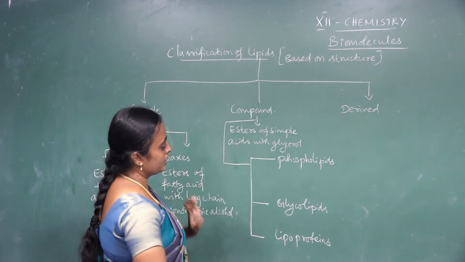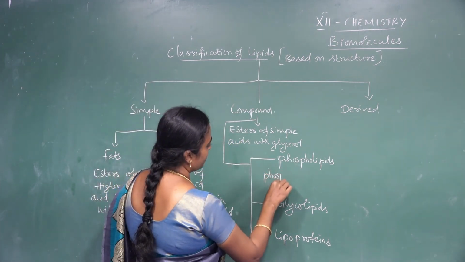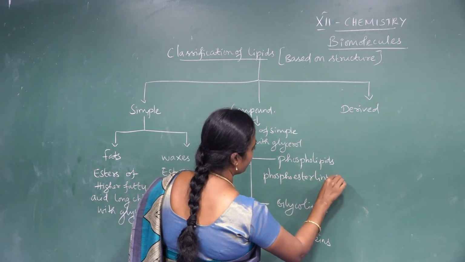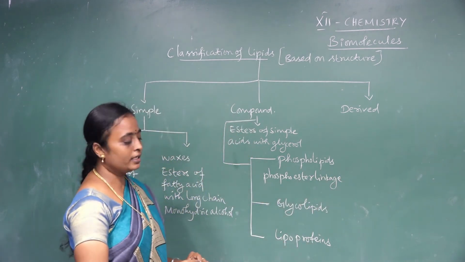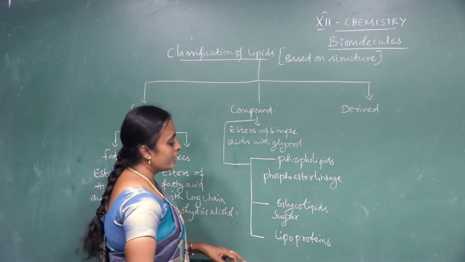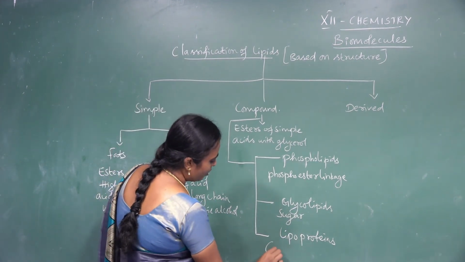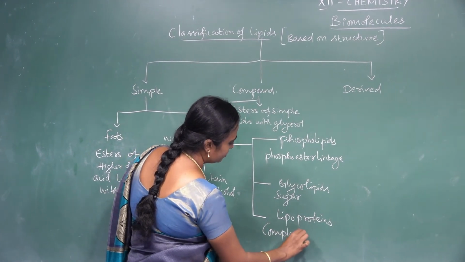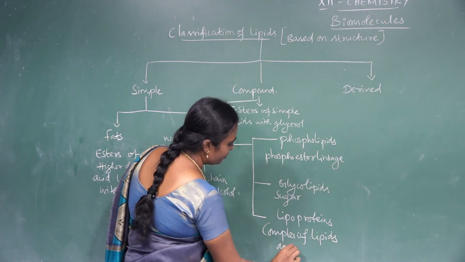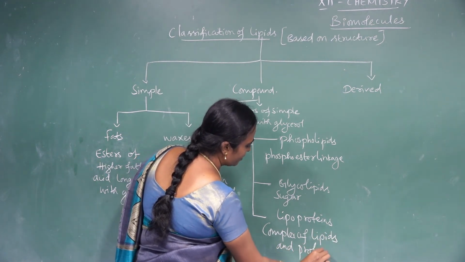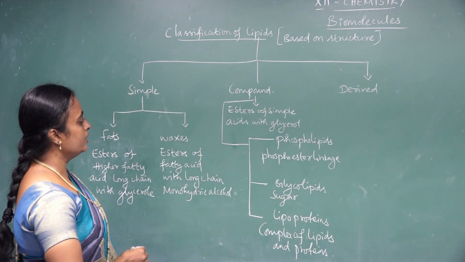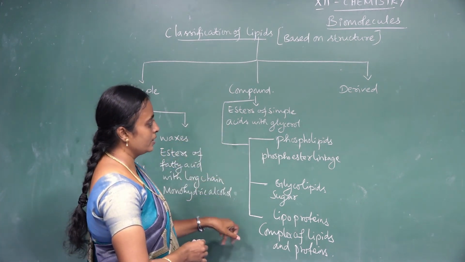Phospholipids contain a phosphoester linkage, and glycolipids contain a sugar molecule, whereas lipoproteins contain a complex of lipids and proteins. Those are the molecules involved in the compound lipids. So compound lipid has three types, okay, with examples.